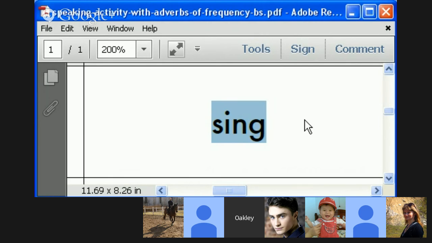It depends on how many relatives are at home. If I'm alone, I always sing, and if there are some people at home, I never sing. Okay.